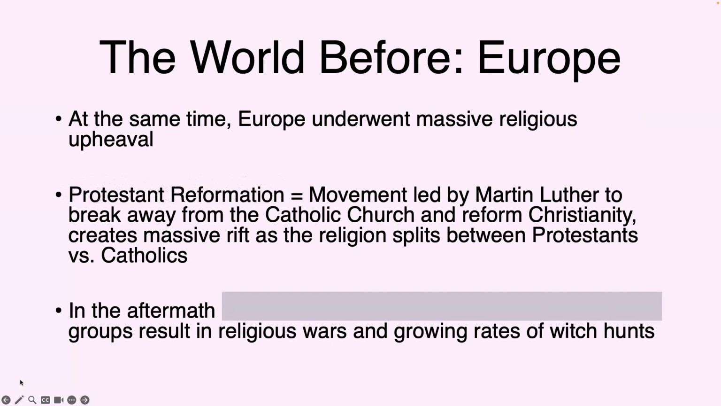In particular, we have the Protestant Reformation. Now, this is a movement led by Martin Luther, to break away from the Catholic Church and reform Christianity. And this, in essence, creates a massive rift as Christianity splits between Protestants and Catholics. And this will result in numerous religious wars, numerous political upheavals. Really, this profoundly shatters Europe and reshapes political, social, and religious understandings of Europe at this time.